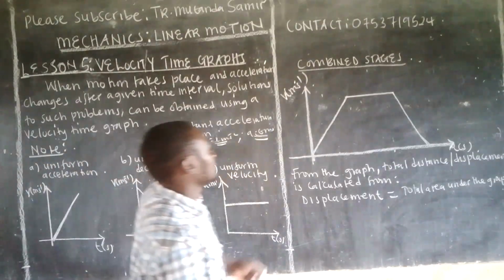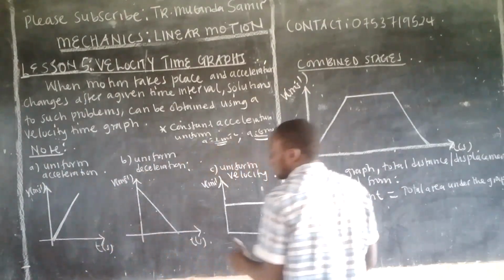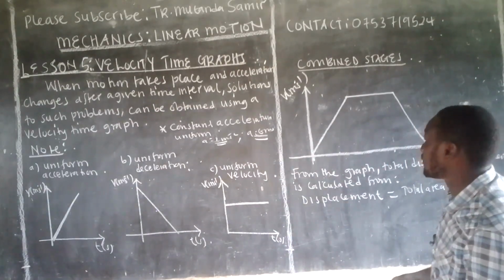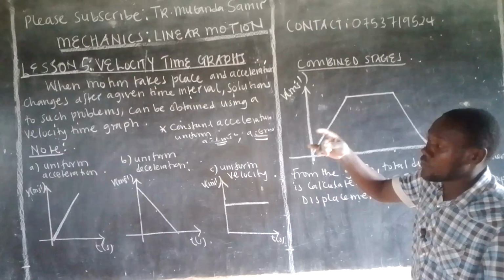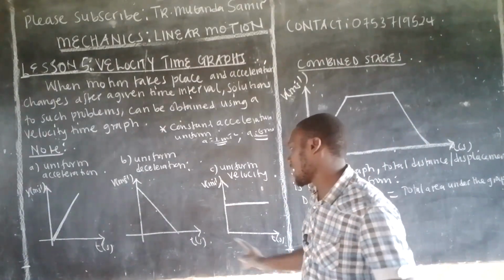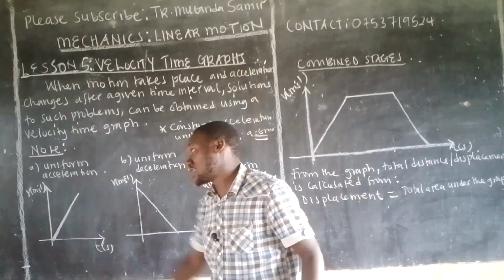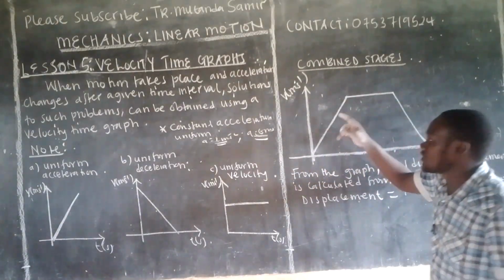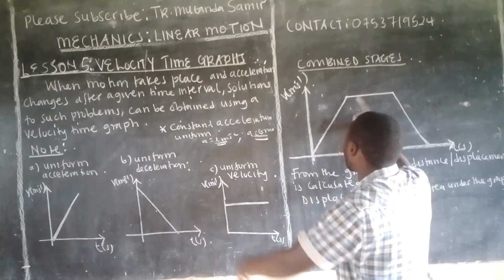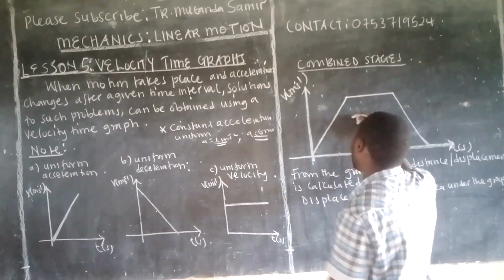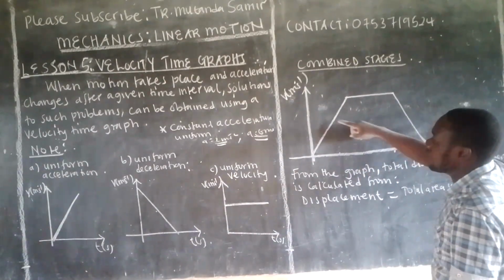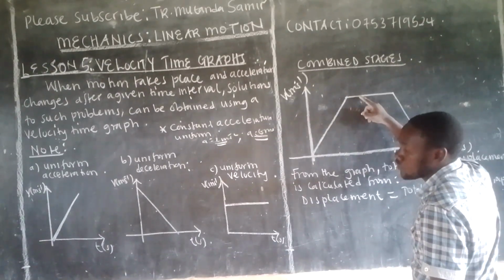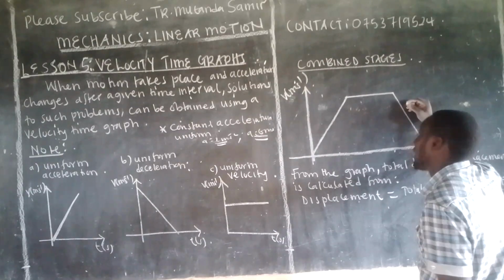Now, what if we get all these and combine them together? What do we really get? Combining the stages, by the way, labeling the axes is highly called for. So we have the combined stages. This one is the first, this one is the second, and the last one is here. So here we have uniform acceleration, uniform velocity, and uniform deceleration.